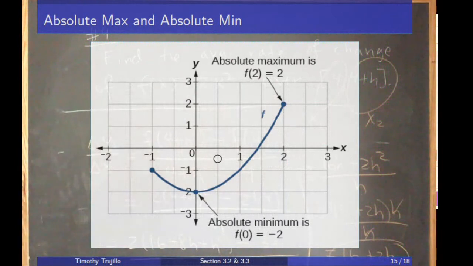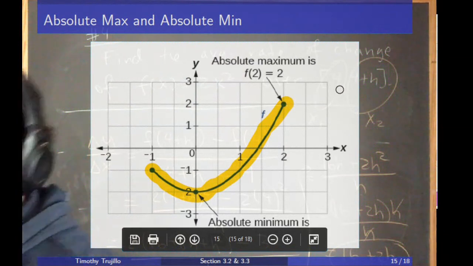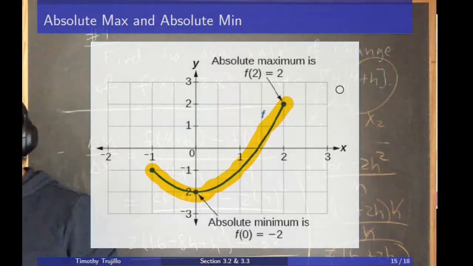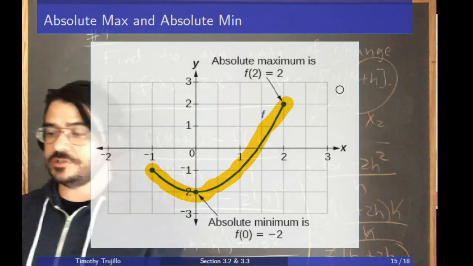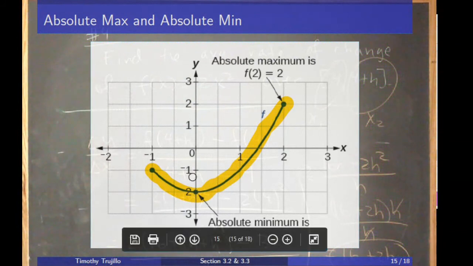So here we have this nice function. The domain is from -1 all the way to 2, right? So the domain is the x values. So our domain is -1 to 2. And the smallest y value that ever occurs is -2. And the largest y value that occurs is 2. And there's nothing else that's smaller, and there's nothing else that's larger. So we would say that the absolute maximum is 2, and it occurs at x equal to 2. And the absolute minimum is -2, and it occurs at x equal to 0.